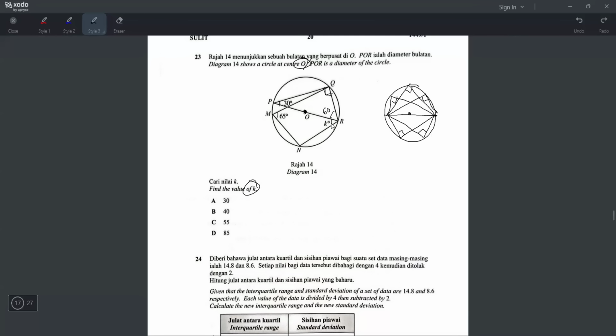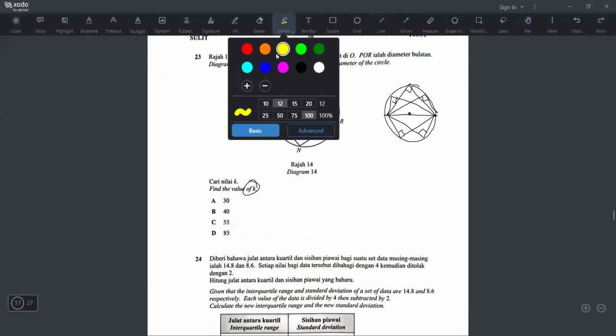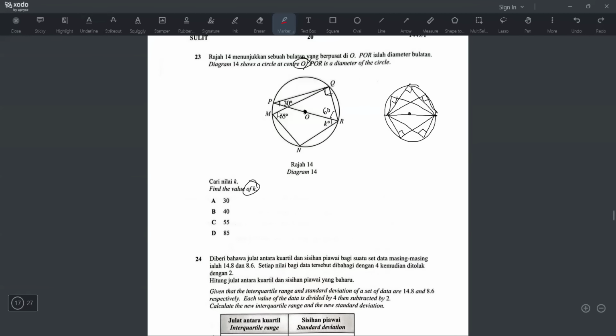But the soalan ask to find K. So macam mana nak cari K? Senang saja. Guna cyclic quadrilateral. So let me highlight it for you. Alright, red color, not so dark, maybe 50%. Okay, this thing right here, bam, bam, bam, bam.